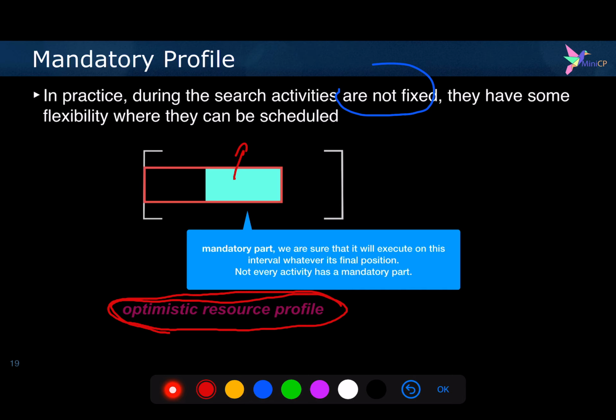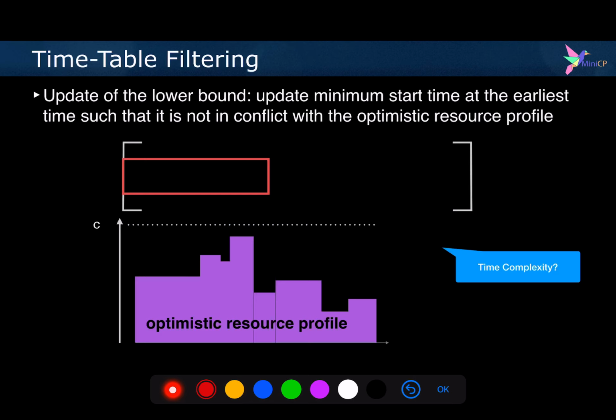these mandatory parts that I have extracted from the activity, I know that they will be larger at the end once the activity is fixed. But since I don't know how they will be fixed, I can only rely on the mandatory parts of the activity to check that we do not exceed the capacity of the resource. And the timetable filtering algorithm is the idea that we will update the lower bound of the starting times of the activities, based on the optimistic resource profile.